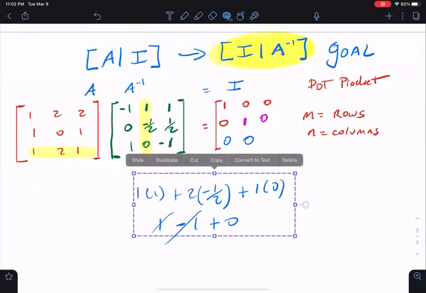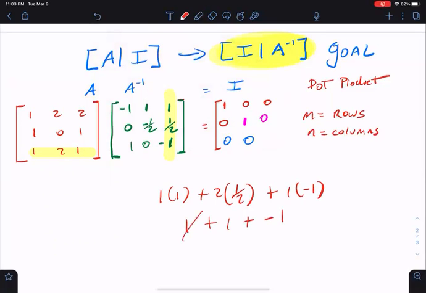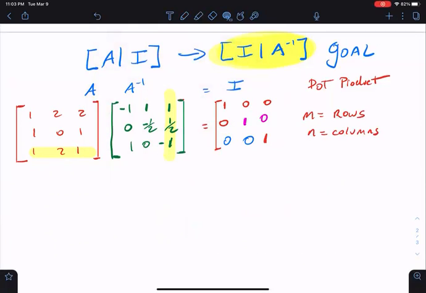And the last one, it should be what? Row 3, column 3, right? And if we do that, we should get a 1. 1 times 1 plus 2 times 1/2. This is the dot product, by the way. Plus 1 times -1. So this is 1 plus 1 plus -1. So this is, well, we can cancel this too, right? So this negative cancels, and this is 1. So we got our answer, the identity. And that means that A inverse is this guy right here. This is A inverse.